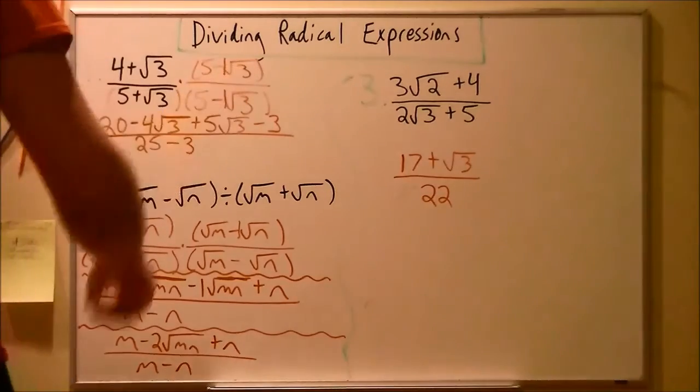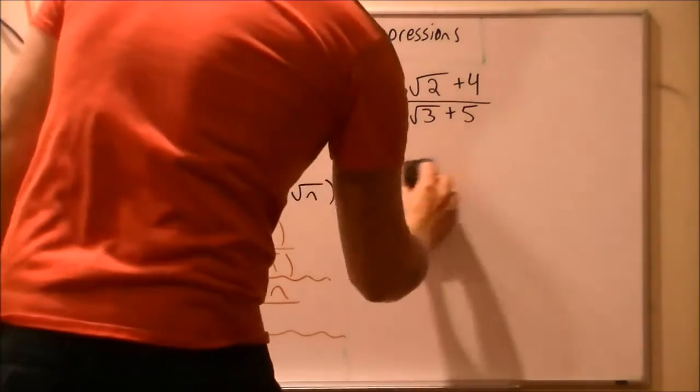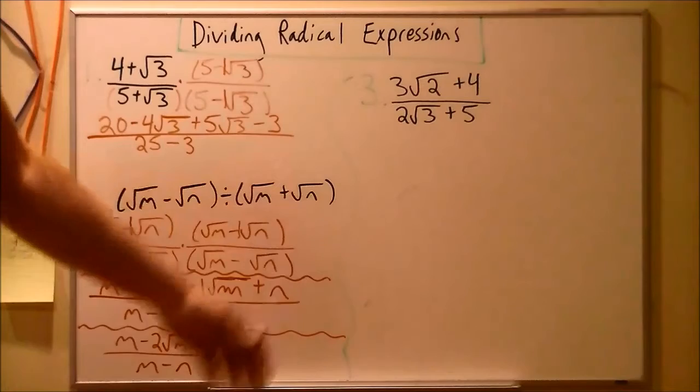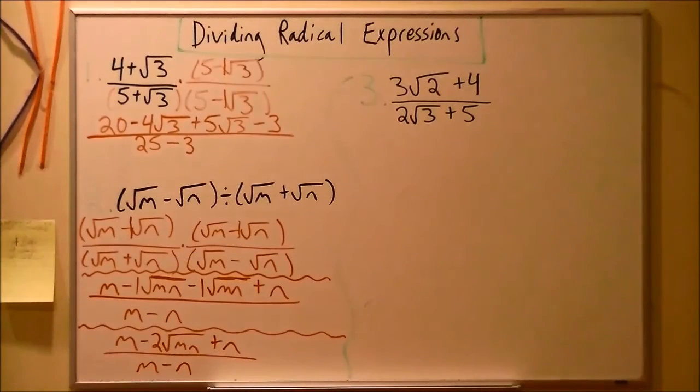Now obviously by this point I'm going to erase our number 1 answer over here on 3 to give us plenty of space to work this one. Okay, 3 square root of 2 plus 4 over 2 square root of 3 plus 5. So where do I begin on this one, guys?